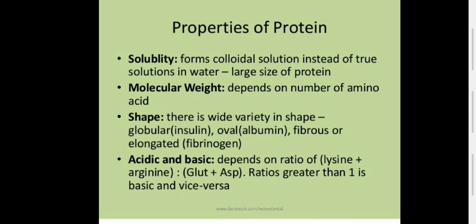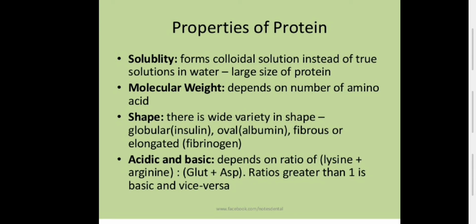Okay, next, let's go to the properties of protein. We've already done discussing the classification of amino acids, so let's now proceed to the properties of protein. There are a lot of properties of protein. These are solubility, molecular weight, shape, and acidity and basicity.